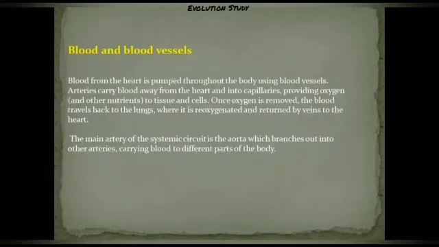Blood and the blood vessels. Blood from the heart is pumped throughout the body using the blood vessels. Arteries carry blood away from the heart and into the capillaries, providing oxygen and other nutrients to the tissue and cells. Once the oxygen is removed, the blood travels back to the lungs where it is reoxygenated and returned by the veins to the heart. Now the main artery of the systemic circuit is the aorta, which branches out into the other arteries, carrying the blood to the different parts of the body.